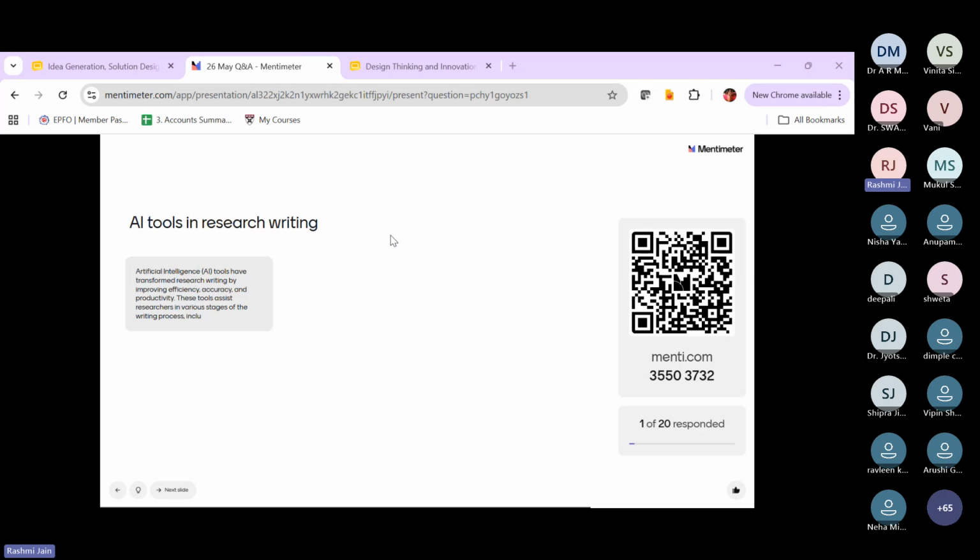Artificial intelligence tools have transformed research writing by improving efficiency, accuracy, and productivity. These tools assist researchers in various stages of the... no, please don't write these kind of sentences while framing your research problem. Don't do that. It's not the right way.